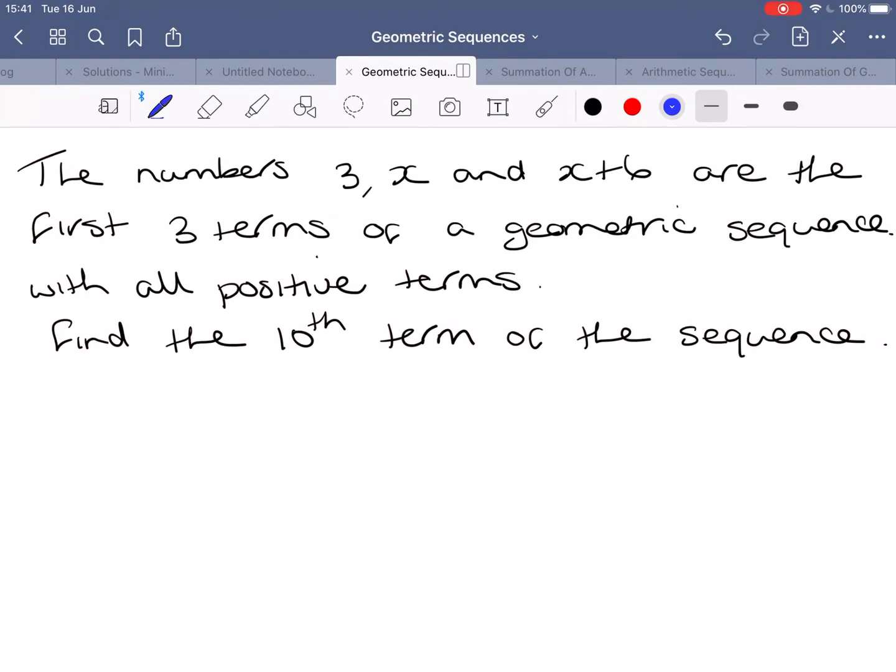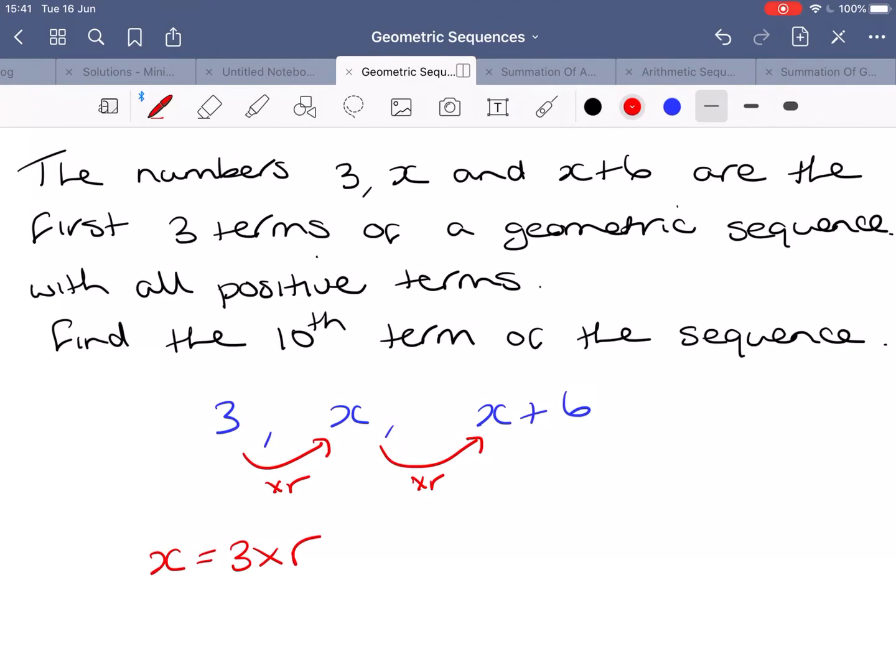Okay, so what other types of questions are they going to ask? Well, a bit like we did in the last couple of lessons, they might put a bit of algebra in the terms. And they might say the first three terms are 3x and x plus 6. We know there is a common ratio. So we know that x is equal to 3 times r. Again, going from the second to the third term, there's a common ratio. So that means we know x plus 6 equals x times r.